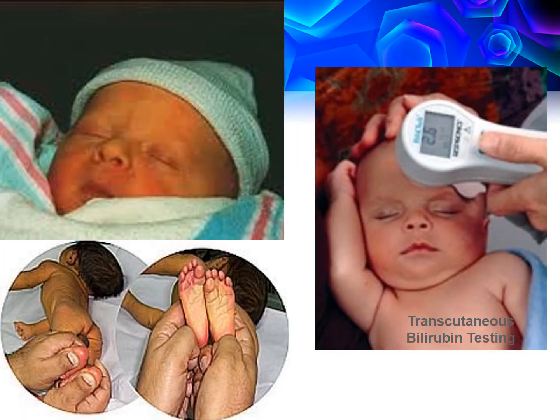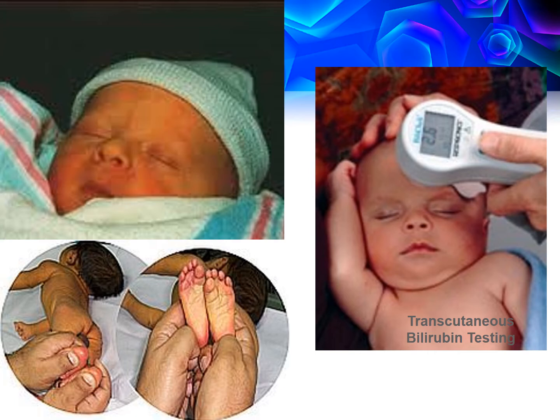Right, these are some of the tests that we use to assess for jaundice. So in the top left, you can see that baby has a yellowish tone to its face. Underneath that, we're testing skin color. Notice that this is a darker skin ethnicity baby, and they're using the soles of the feet to look for that yellowish blanching. So that's a possibility as well.